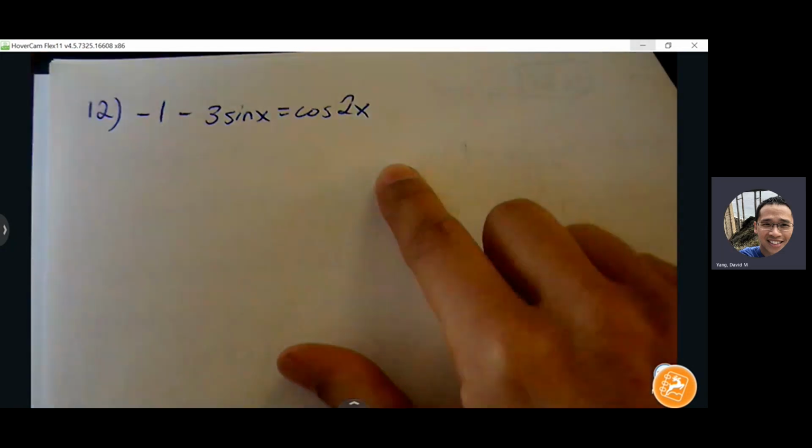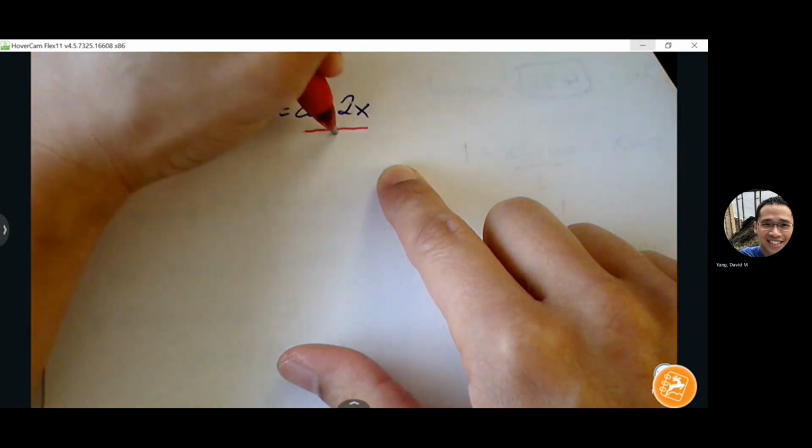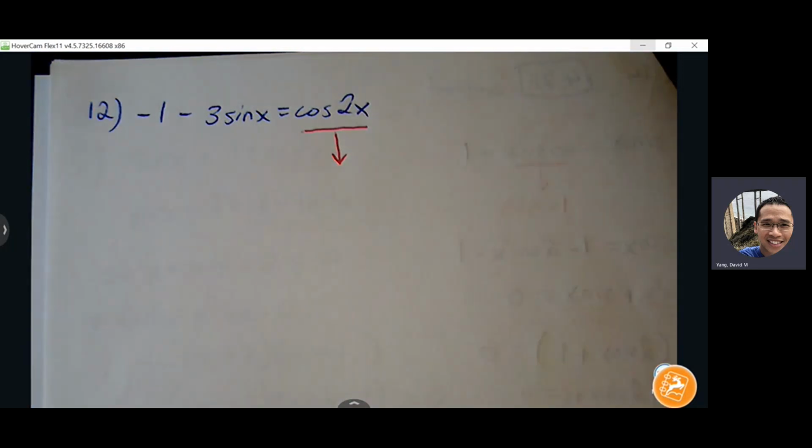Okay, first thing I see is that cosine 2x. I'm making my decision based off of what I see around it. Everything looks like it'll just be cleanest if I just get that cosine in terms of sine.